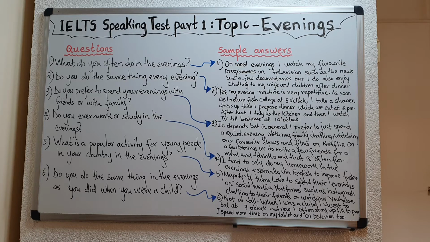Now, you may answer this question by saying, yes, my evening routine is very repetitive. As soon as I return from college at 5 o'clock, I take a shower, dress up, then I prepare dinner, which we eat at 6 p.m. After that, I tidy up the kitchen and then I watch TV till bedtime at 10 o'clock.